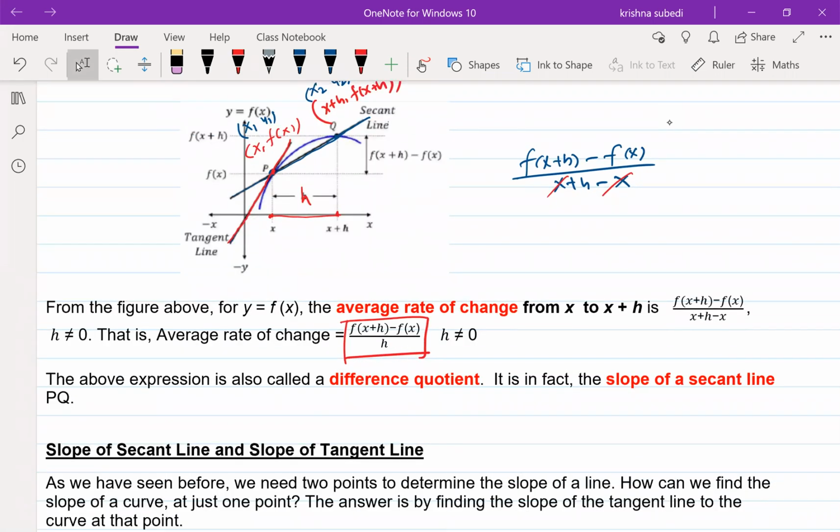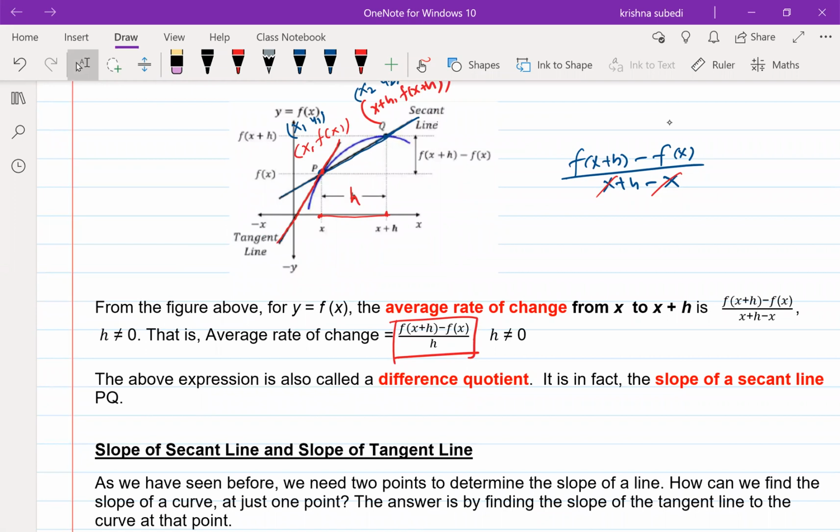So this is sometimes called the difference quotient. I believe you have done that in your high school or pre-calculus. This is called the difference quotient. This is another name, or we can say that it is the slope of a line PQ. In other words, the slope of a secant line PQ.